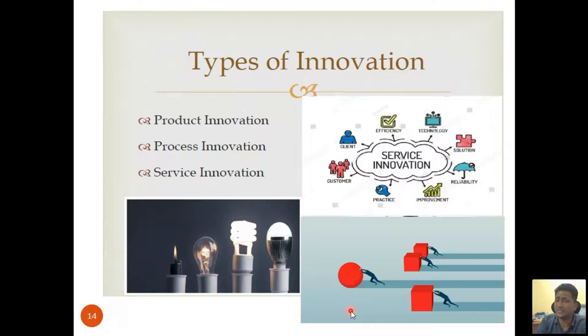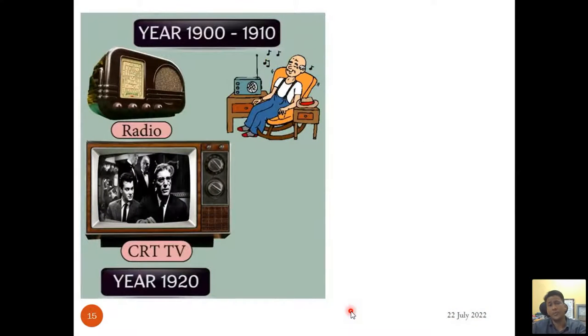Now the service innovation: customer satisfaction, then reliability, then solution, technology, efficiency, client satisfaction. These all are the features. If we can see, it is coming under service innovation. I gave you one example of this, an event management team which is providing service innovation and giving better solutions to the customers like this. Now if you go back, there is a little bit of discussion on radio technology.